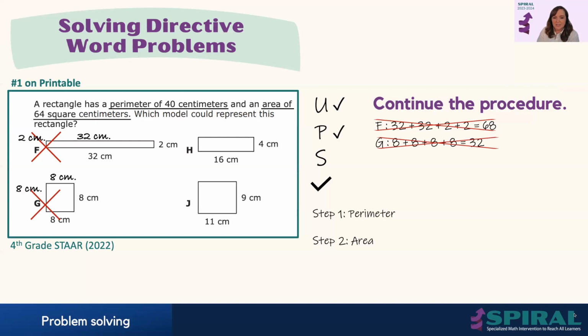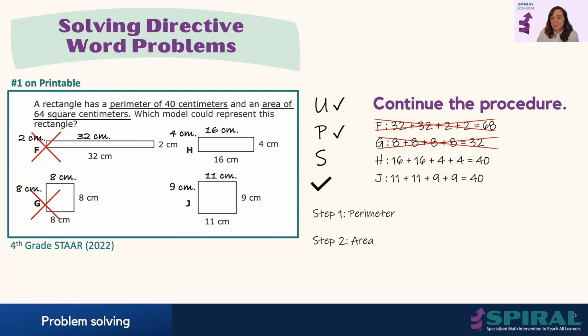Then as I get to H, I see that I've got 16 centimeters and 4 centimeters. I may even draw those or write those on my visual. If I add those together, that does equal 40. So that tells me that H might be the answer to this directive word problem, but it also might not. I need to continue. But I'm going to now check out J. All right, so let's see what happens with J. Here I figure out the perimeter of J, that is 11 plus 11 plus 9 plus 9, that also equals 40. So now I'm working between H and J.